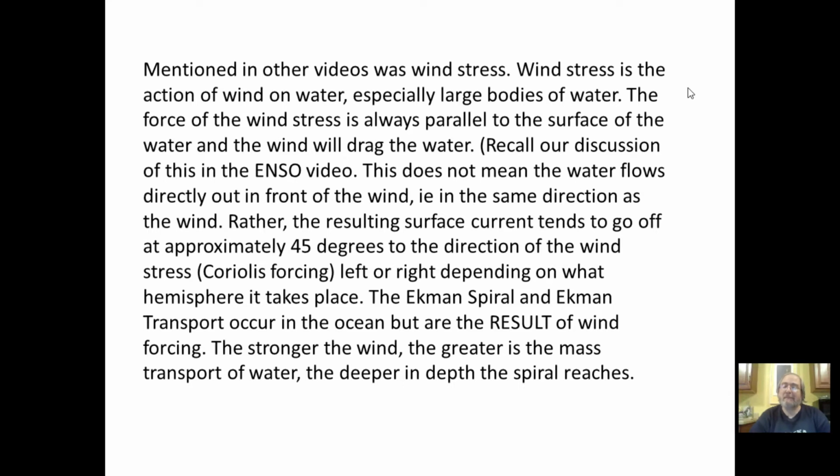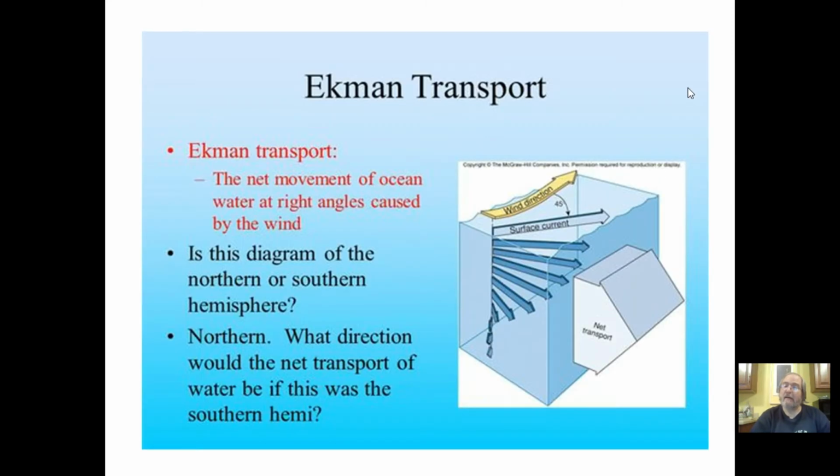The Ekman spiral and Ekman transport that occur in the ocean are the result of wind forcing. The stronger the wind, the greater is the mass transport of water, and the deeper in depth the spiral reaches. Okay, Ekman transport. This is the net movement of ocean water at right angles caused by the wind.